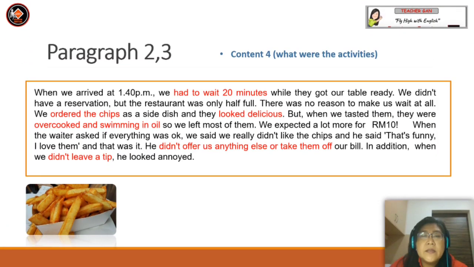Here is another example for content 4. What were the activities? You can write, when we arrived at 1:40 p.m., we had to wait 20 minutes while they got our table ready. We didn't have a reservation, but the restaurant was only half full. There was no reason to make us wait at all. We ordered the chips as a side dish and they looked delicious. But when we tasted them, they were overcooked and swimming in oil, so we left most of them.